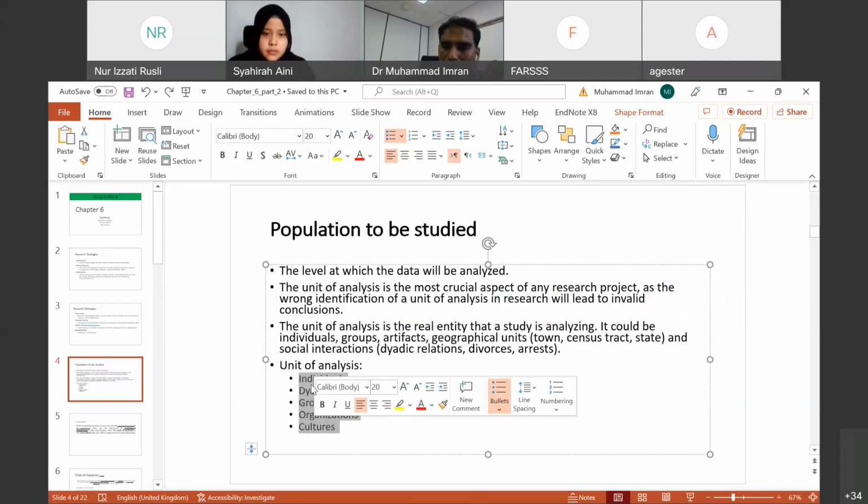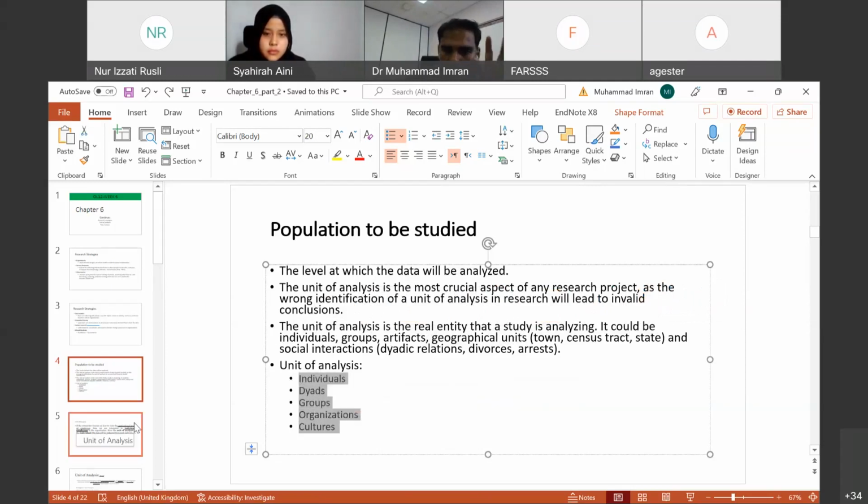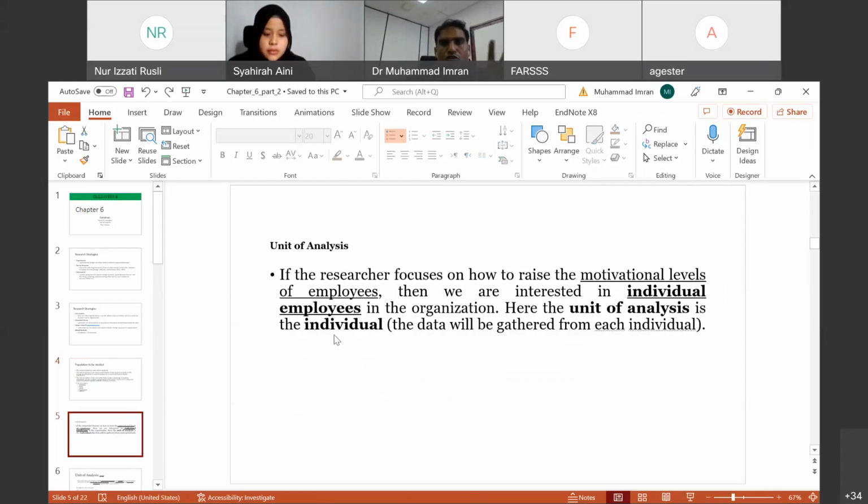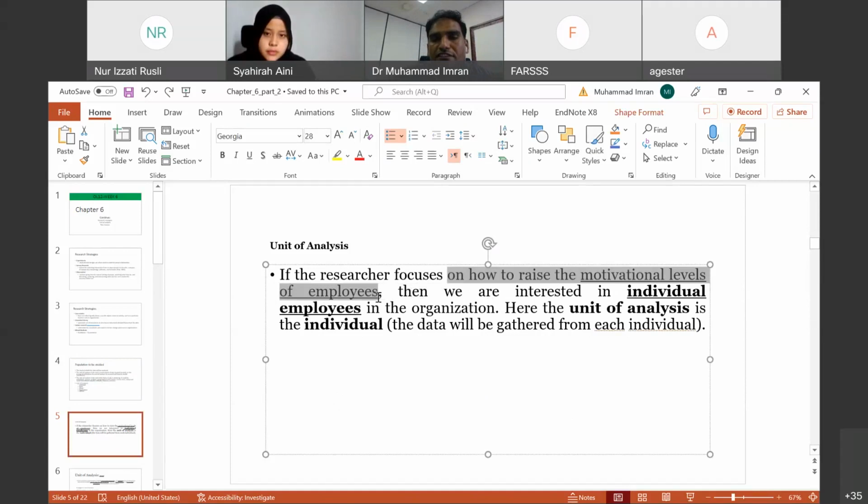Let's discuss one by one for more clarification. Don't get confused, by the way. Unit of analysis: the researcher focuses on how to raise the motivational level of employees. Then what is our research topic? How to raise the motivational level of employees. This is our research topic.